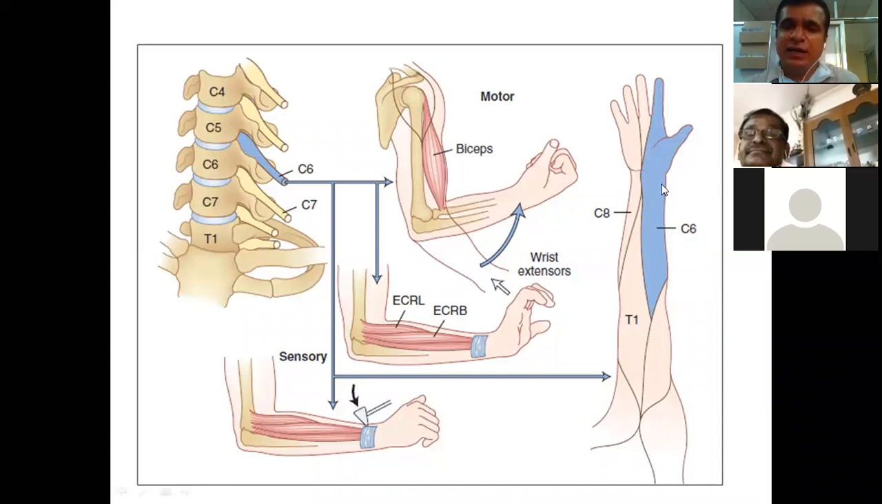This is the motor neurological examination for the C6 nerve root. The main thing is we should check for wrist extension for C6, because elbow flexion is supplied equally by C5 and C6. Elbow flexion is weak in both C5 radiculopathy and C6 radiculopathy.